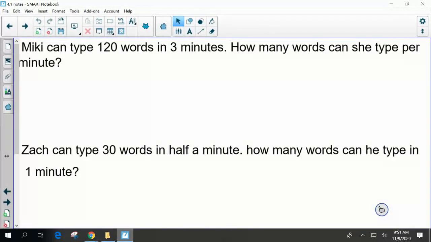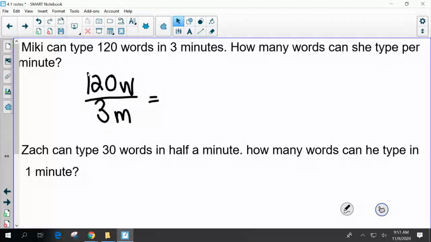Mickey can type 120 words in 3 minutes. How many words can she type in 1 minute? So we're going to set this up and we're going to do words over minutes, like words per minute. So 120 words over 3 minutes. How many words can she type in 1 minute? 40. So 40 words per minute she can type.